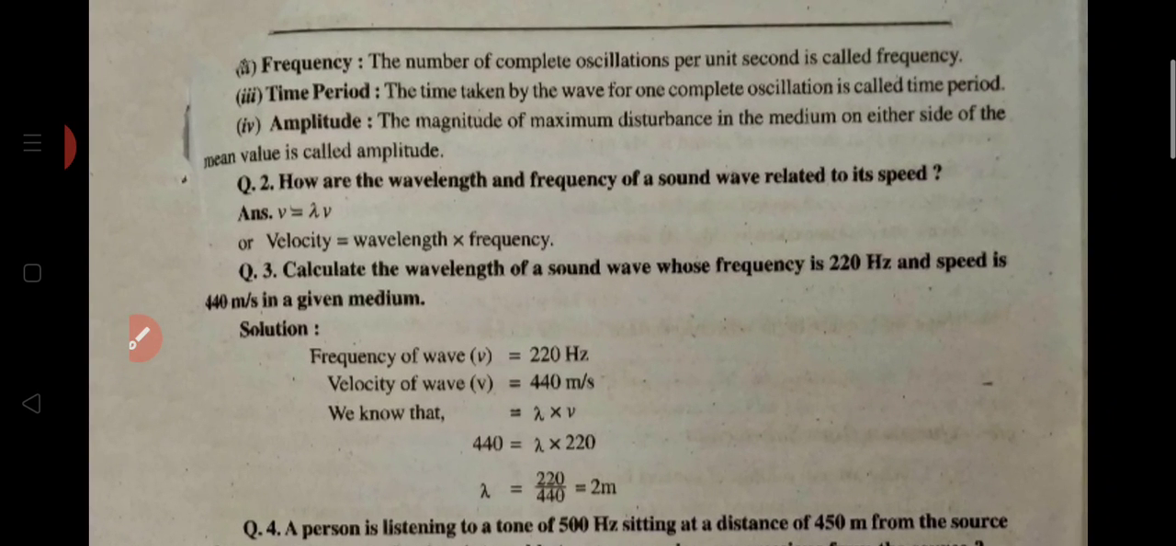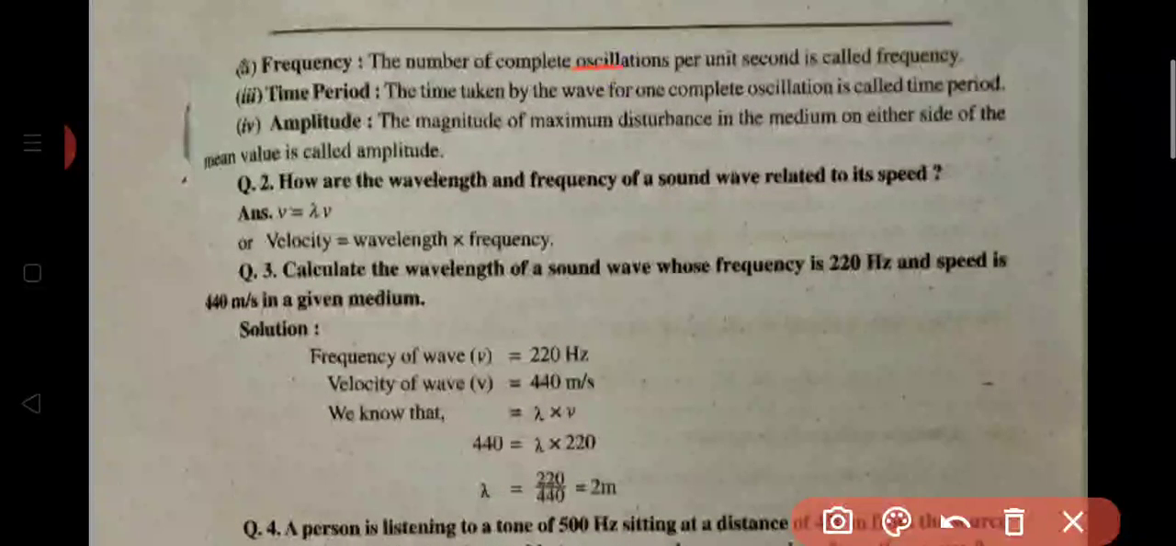Frequency. The number of complete oscillations per unit second is called frequency, and frequency is denoted or represented by nu. This is a sign just like V for violin, but we write nu.